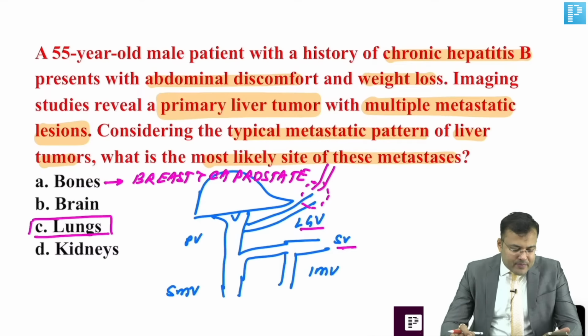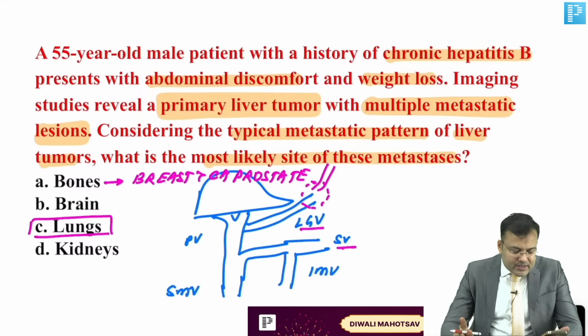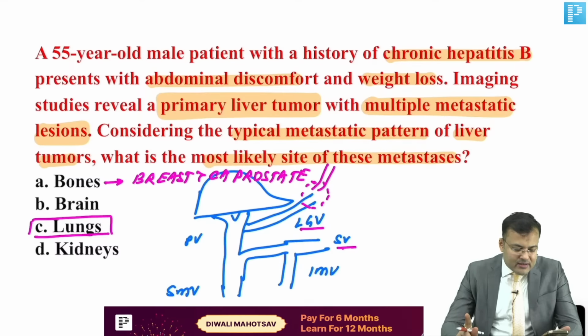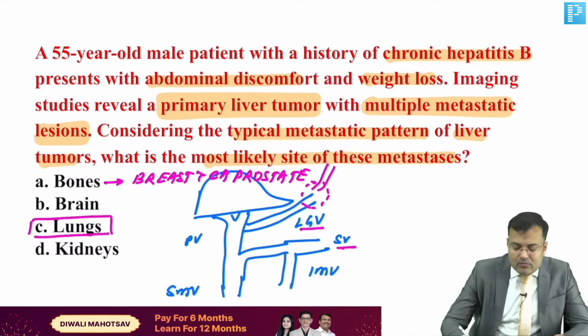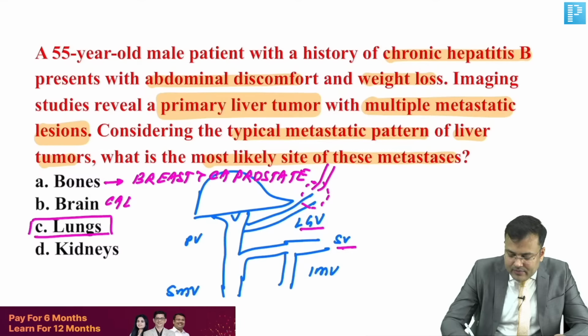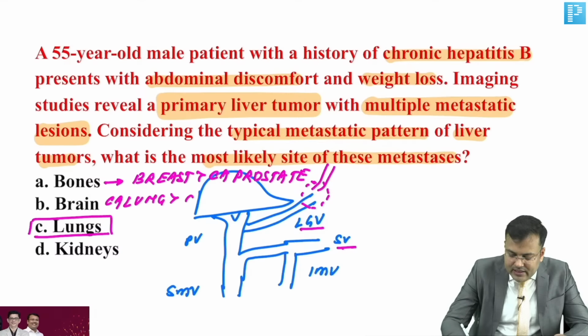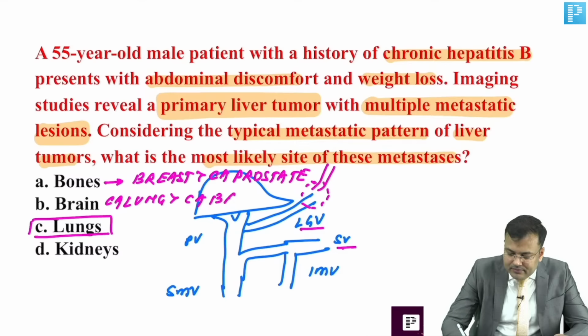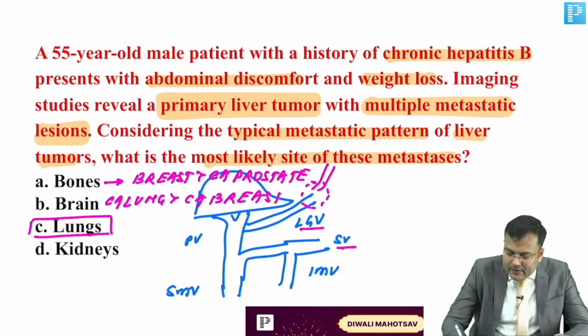Most common primary. Yes, first person is Lalit Yadav. Second person is the pacemaker. Most common primary is CA lung. For brain metastasis, it is CA lung followed by CA breast.